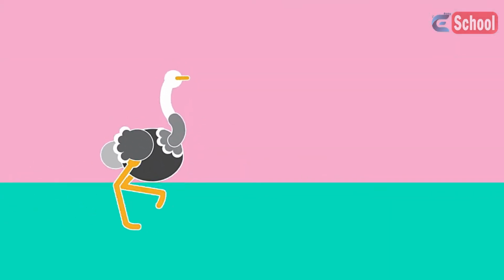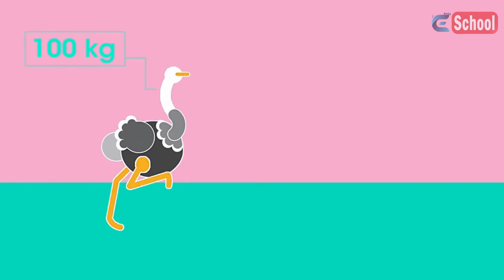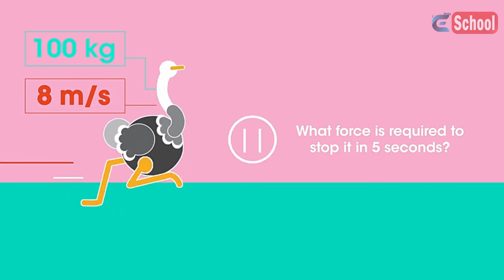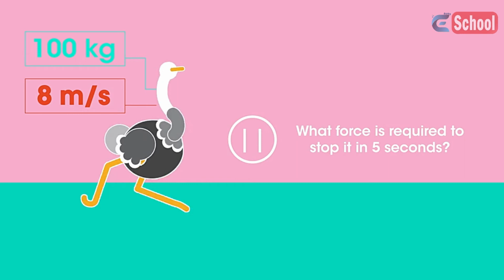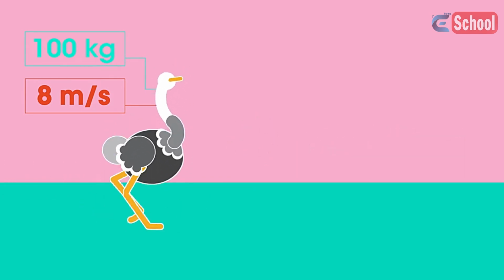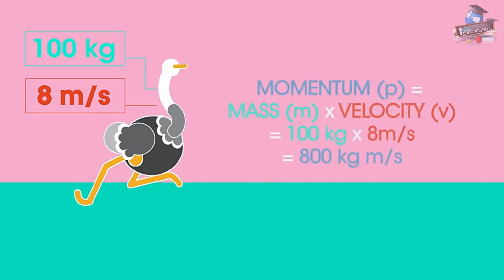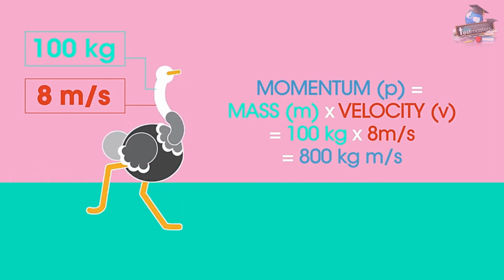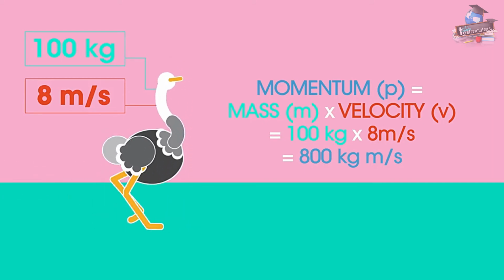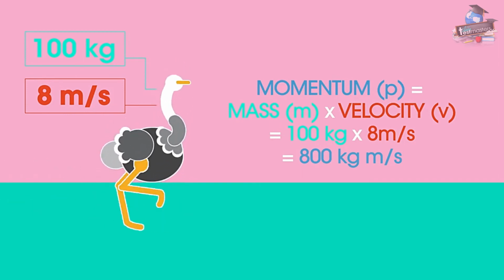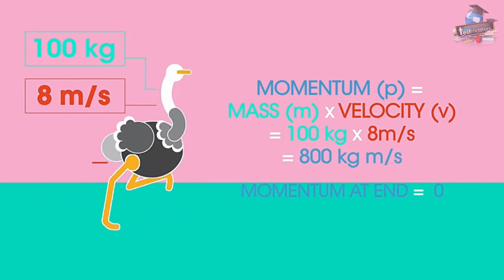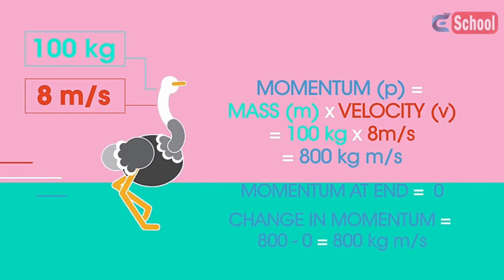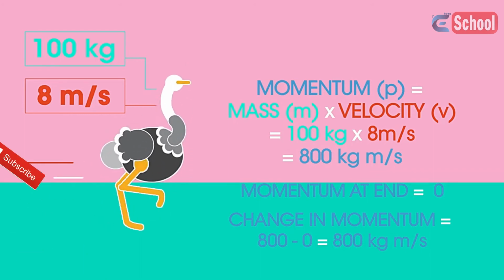Let's try this example. So our 100 kilogram ostrich is travelling at 8 meters per second. What force is required to stop it in 5 seconds? First, we need to calculate the change in momentum. Momentum at start equals mass m times velocity v, which equals 100 kilograms times 8 meters per second, which equals 800 kilogram meters per second. Momentum at end equals 0. Change in momentum equals 800 minus 0, which equals 800 kilogram meters per second.